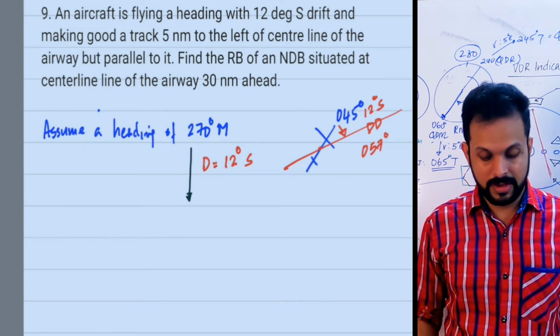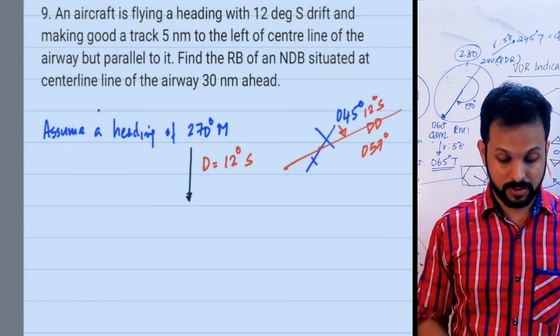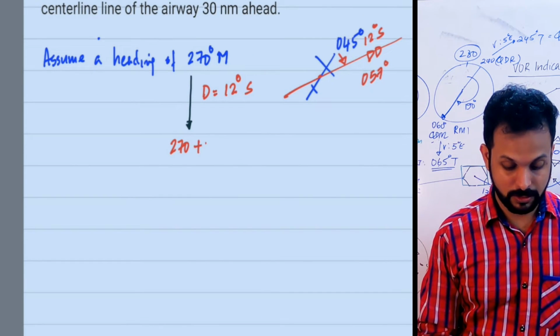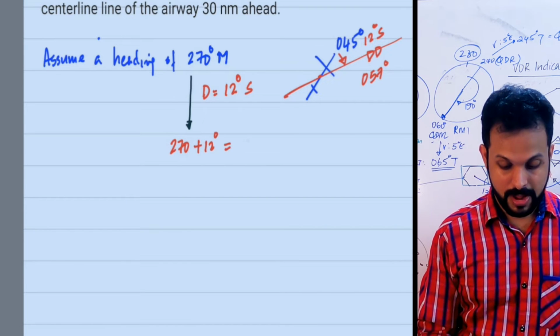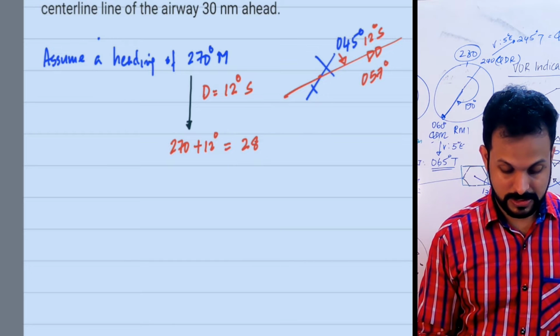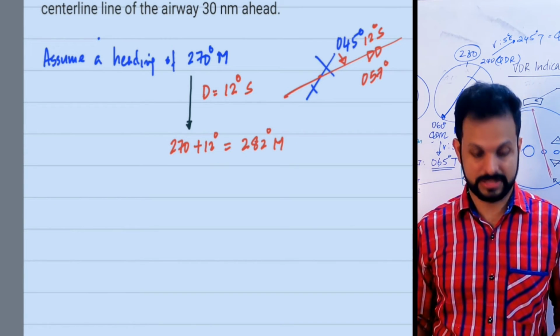So perfect. Here the drift is 12 degrees starboard and you have the heading of 270. Therefore, the track which you would be getting is 270 plus 12 degrees because of the starboard drift, and that's going to be 290, correction, 282 degrees, and again magnetic because we have it from the magnetic heading.